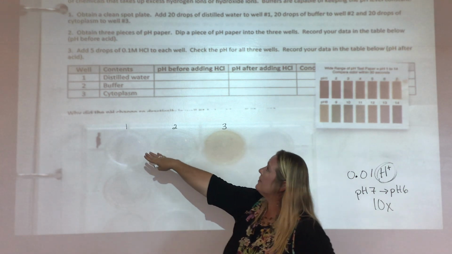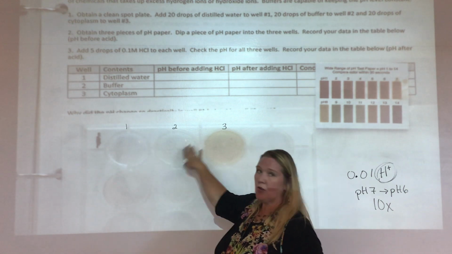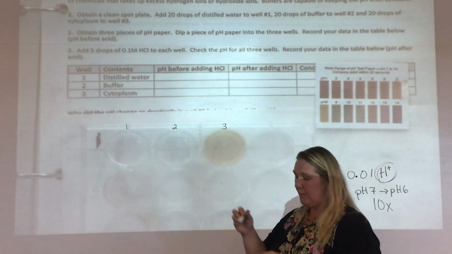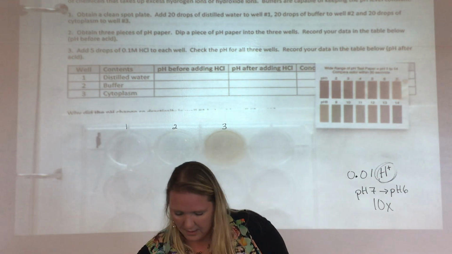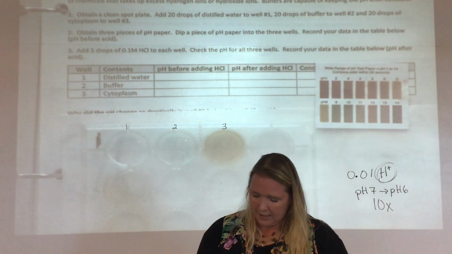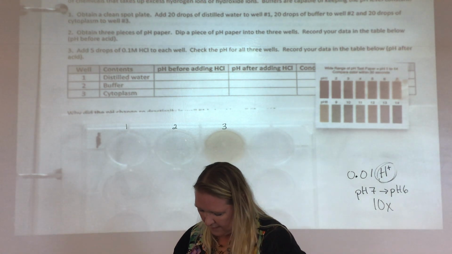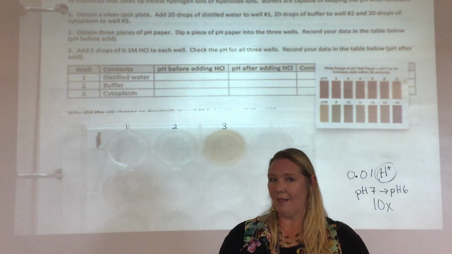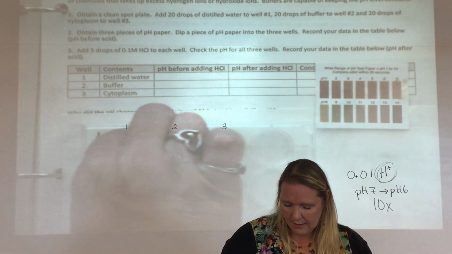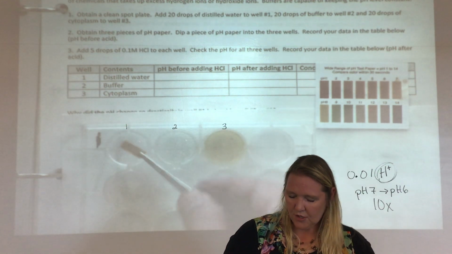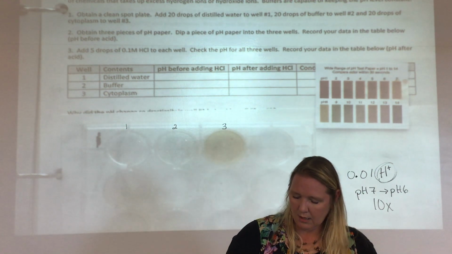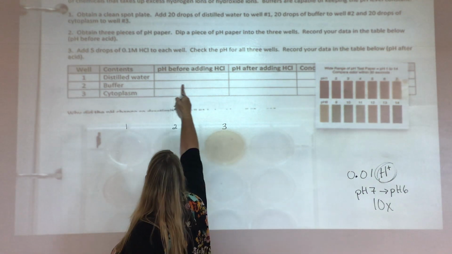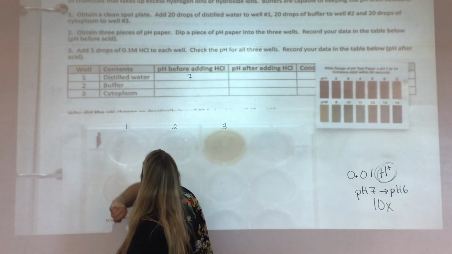And so we're going to test the pH. I just did step number 1: 20 drops, 20 drops, and 20 drops of those 3 solutions into those wells. We're going to test the pH of each of them and record that into our chart. We did distilled water in that last spot plate. Let's see if it's still the same. It started out a golden yellow and stayed a golden yellow. So I'm going to put 7 for pH before.